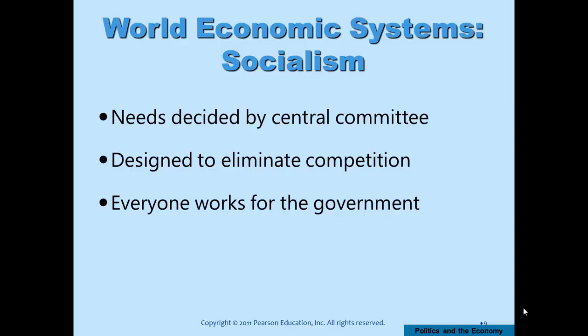Whereas a capitalist would criticize socialism, saying that the lack of competition really eliminates the production of new things and new ideas, but socialists would tell you that by eliminating competition, prices are kept down, and goods and services are more easily accessed by the larger group of individuals. So essentially, in a socialistic society, everybody works for the government.